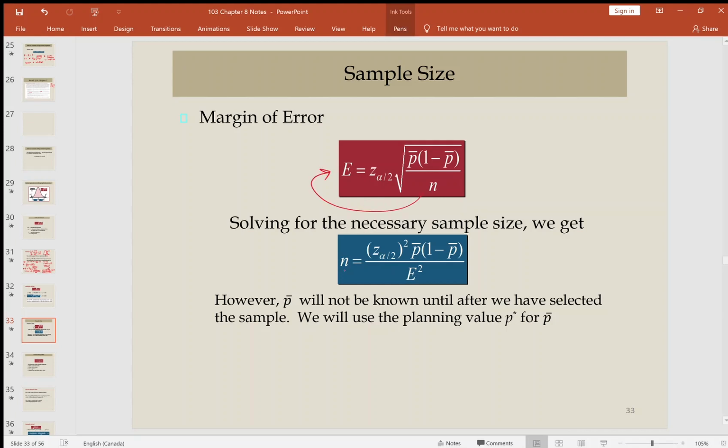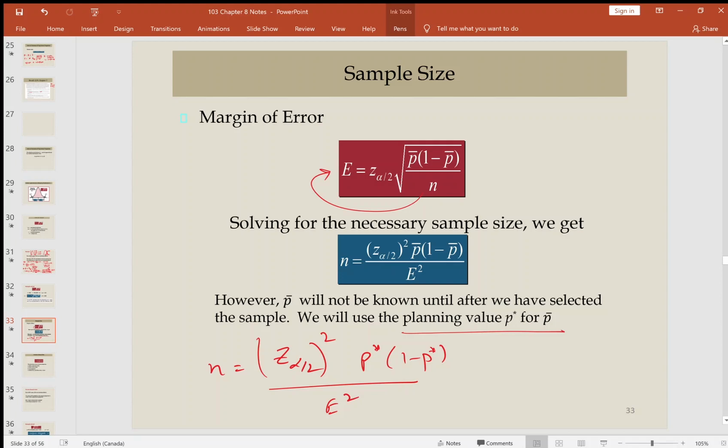you will see that n is equal to z alpha by 2 square times p bar times 1 minus p bar divided by E square. So that's the formula for sample size. Now p bar will not be known. This is the sample proportion until we have found the sample, right? So what we do is we will use some kind of a planning value p star for p bar. So the sample size is z alpha by 2 square times p star times 1 minus p star divided by your margin of error E square.